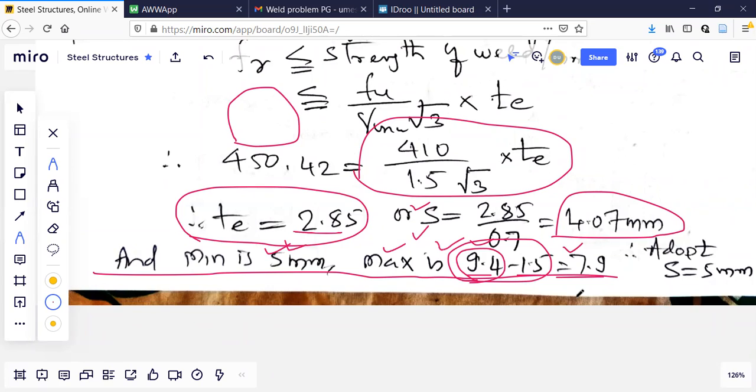Practically, I will go with 5 mm. If somebody writes 8 mm, the answer will not be wrong; maybe it is more expensive, that's all. So here, what I have written: adopt size of weld as 5 mm. In this way, you can solve the problems on this one.